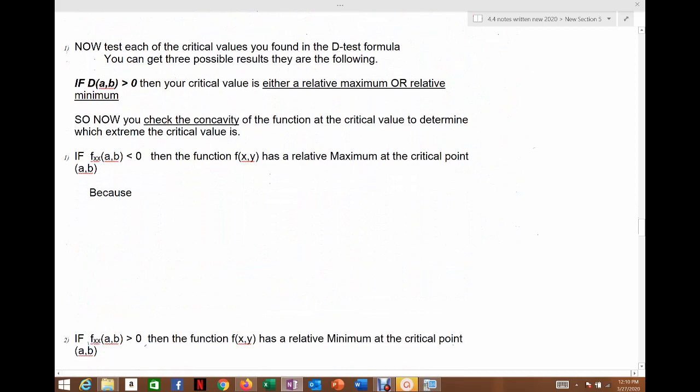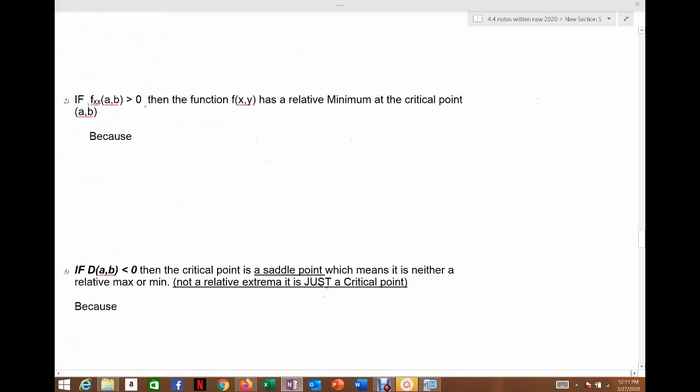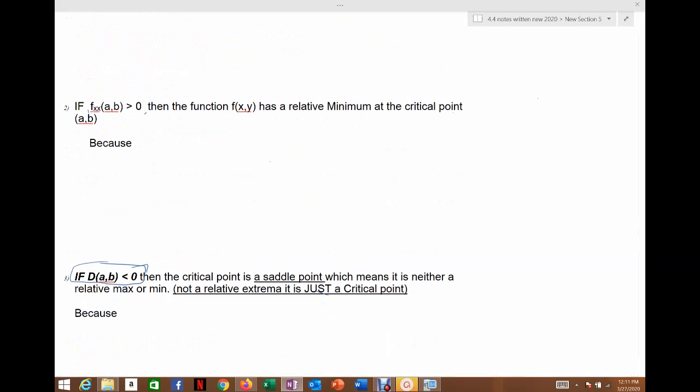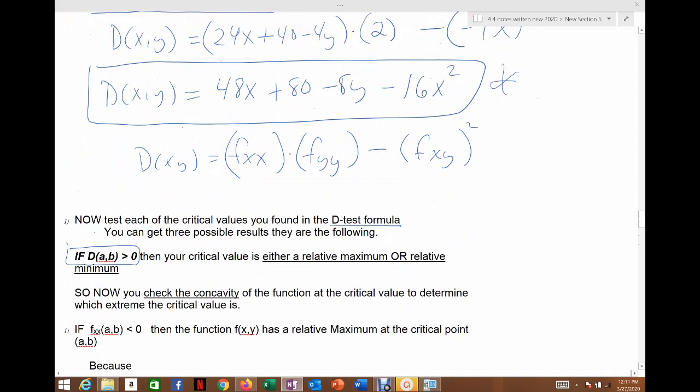There are 2 parts to this test. The first part is you plug your critical value into that d formula. You take your critical value (a, b), you plug it into the d-test formula, and you get one of 2 results. Either the value comes out positive and then there's more work to do, or the value comes out negative. I'll talk about that. Again, there's not as much work to do in that case. So that's the first step: plug it into this d formula and see if it comes out positive or negative, and then you do 2 different things depending on which case it is.